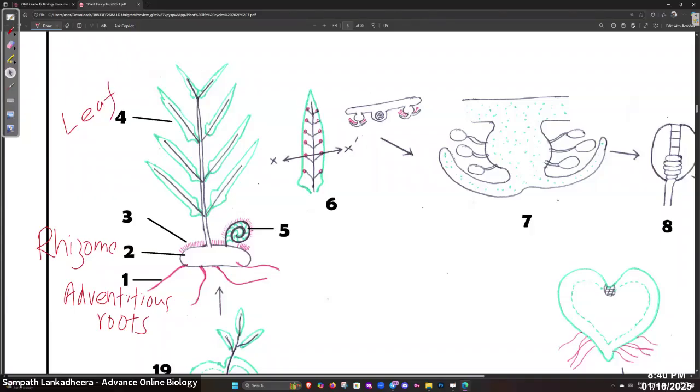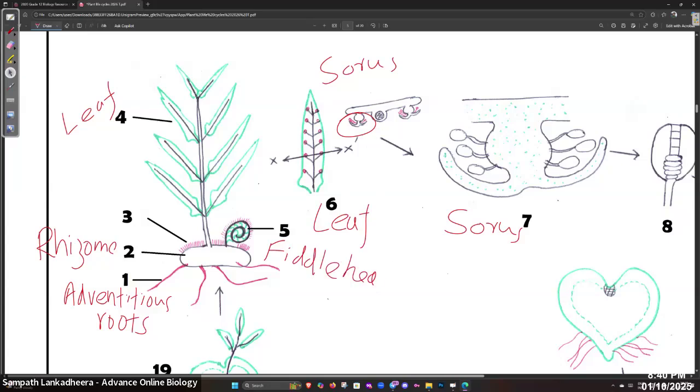Leaf. So number 6, these structures, sorus. This is a sorus. This is a leaf. Number 5 is fiddlehead, a young leaf. Fiddlehead, young leaf. All right.